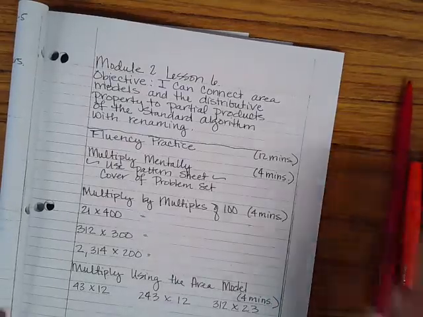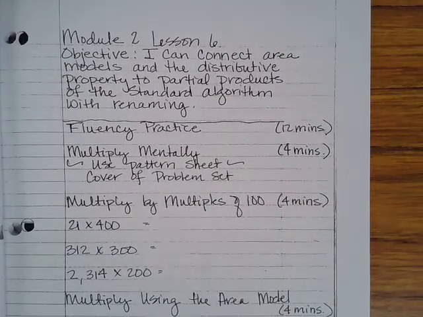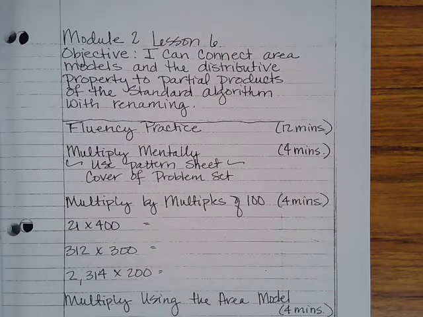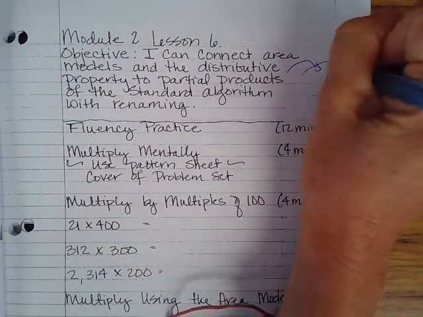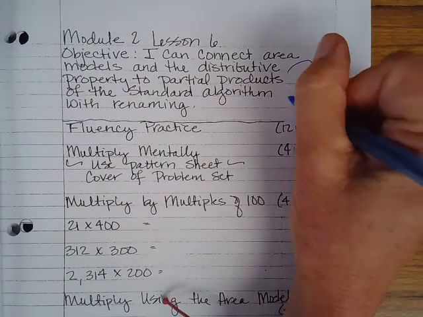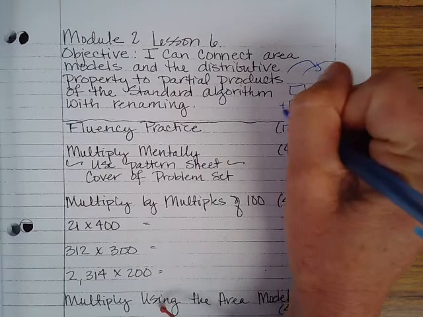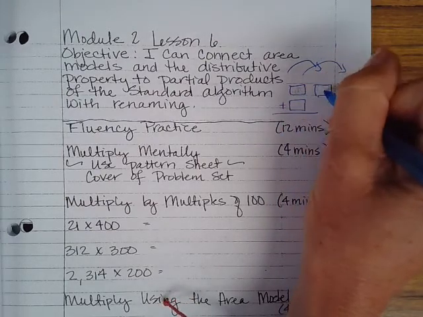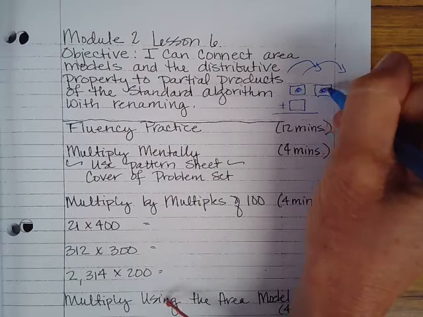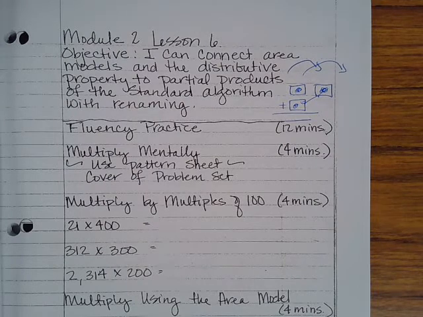This is EngageNY, Module 2, Lesson 6. Read the objective while I read it out loud. I can connect area models and the distributive property, remember, distributive property, to partial products of the standard algorithm with renaming. So when you multiply in little pieces and then you add them up, right? So you multiply, and you get a partial product, and then you add them up to get the answer. All right? So let's go ahead and get started.